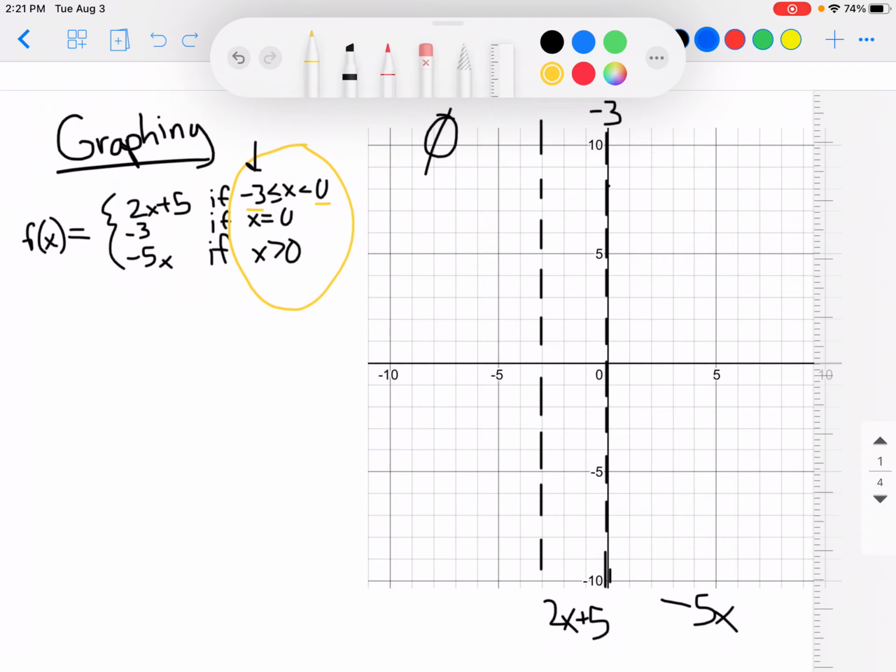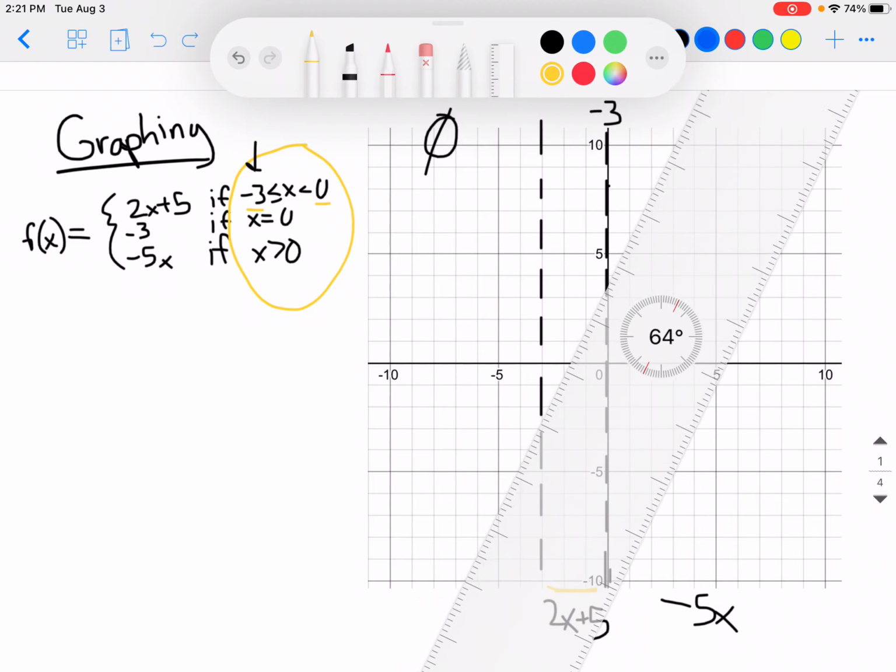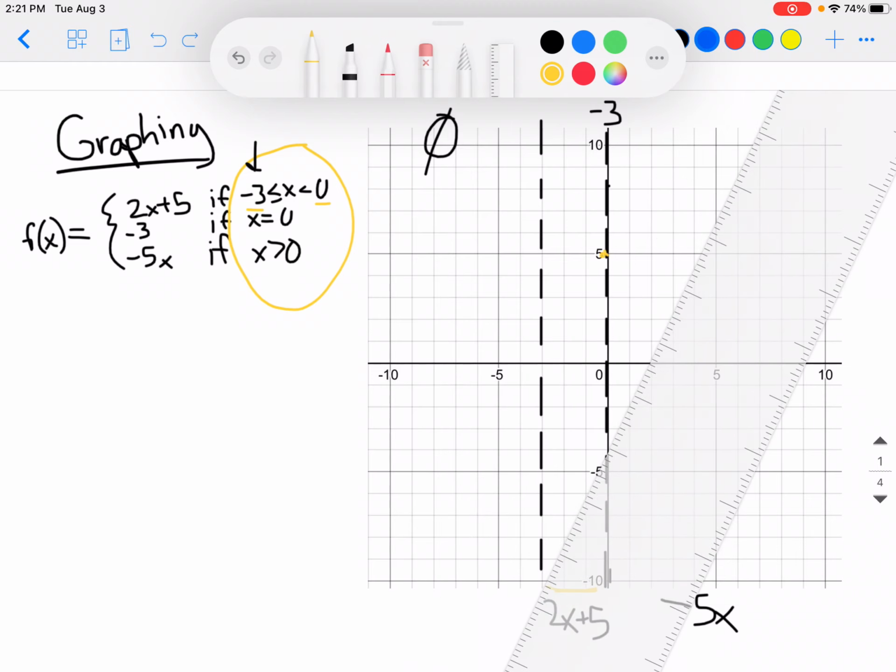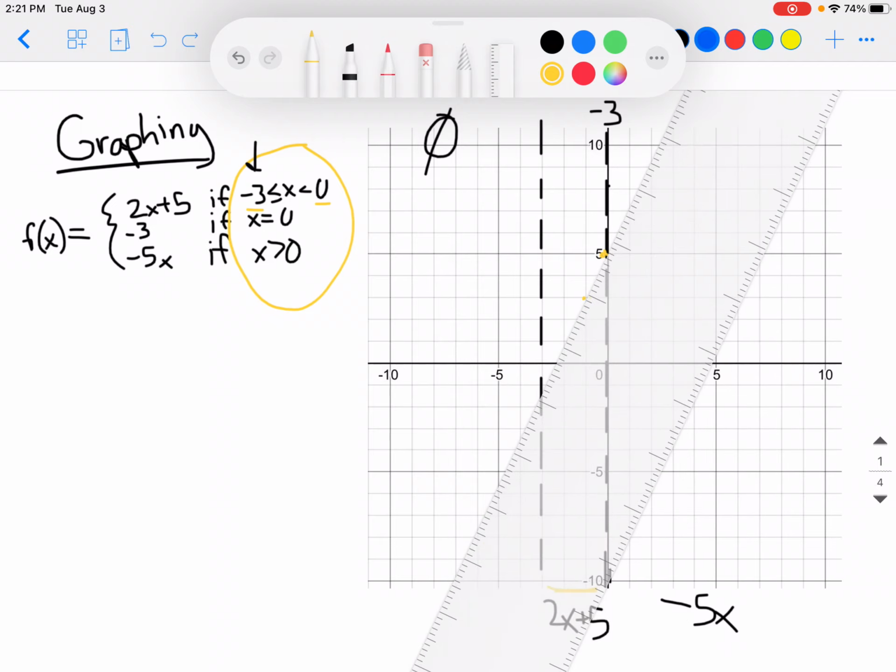So let's take a look at this middle, so this little band right here where we're going to do 2x plus 5. So I'm going to start at 5. Let me draw my point first for the y-intercept. And then I'm going to go down 2 over 1, so a point right there. Now I'm going to connect these points like that. Just like that. Perfect. Cool.